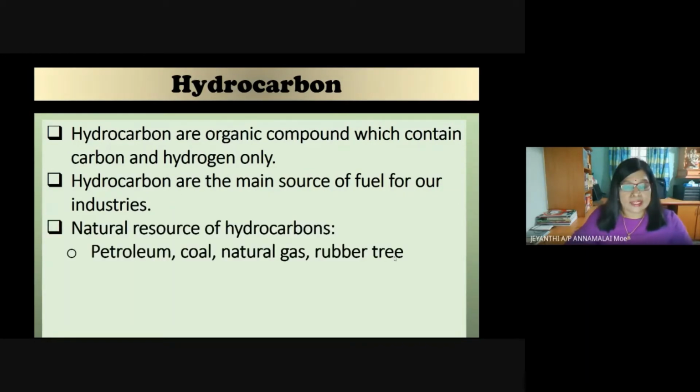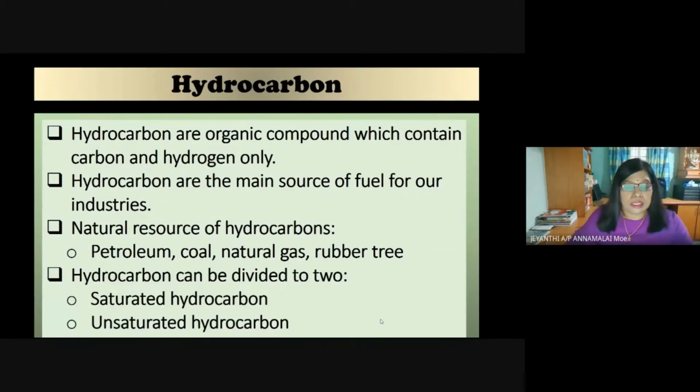Next, natural resources of hydrocarbon are these are the ones. Even rubber tree or any trees that you burn, it becomes hydrocarbon, natural source. If you're burning them for the purpose of using the energy, not simply burning. Now hydrocarbon can be divided into two categories: saturated hydrocarbon and unsaturated hydrocarbon. I'm very sure that you've heard about these words, right? Saturated and unsaturated, but I'm going to go in depth about the meaning of saturated hydrocarbon and unsaturated hydrocarbon.